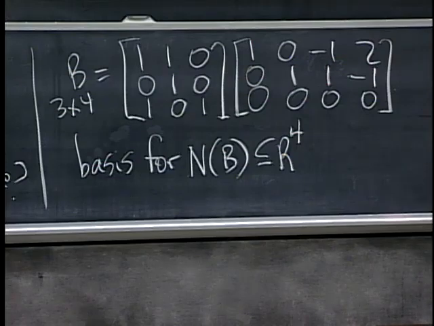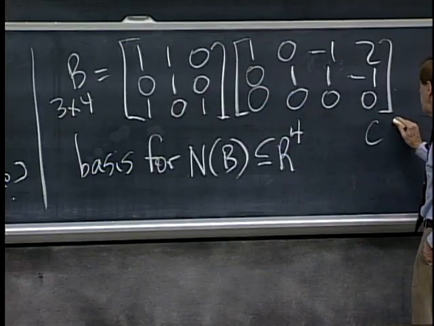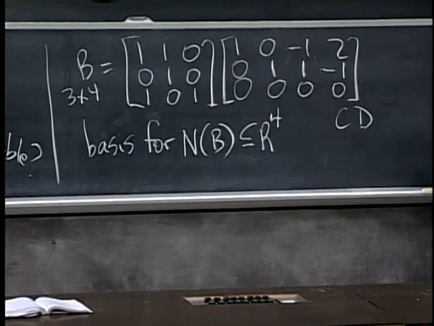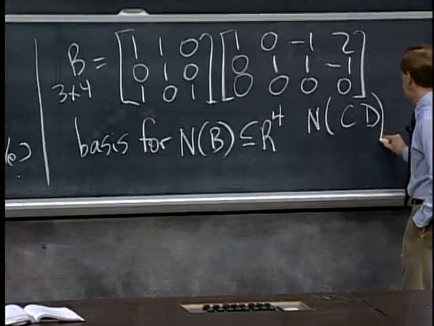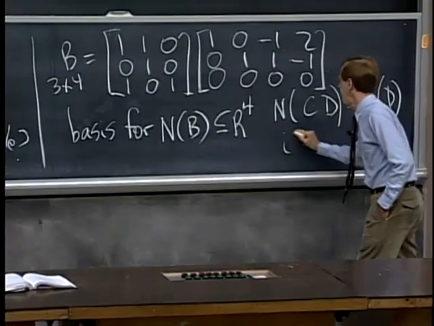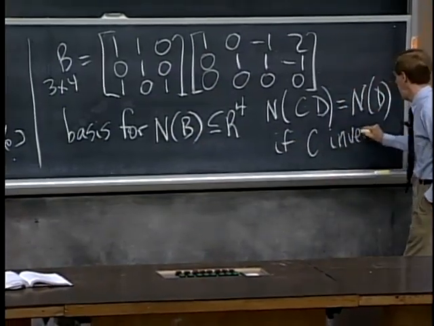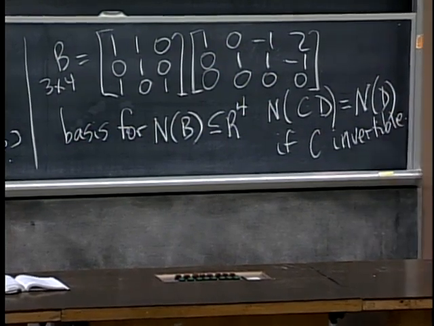You want me to write some of that down? If I have a product here, C times D, say, and if C is invertible, the null space of CD will be the same as the null space of D if C is invertible. Multiplying by an invertible matrix on the left can't change the null space.